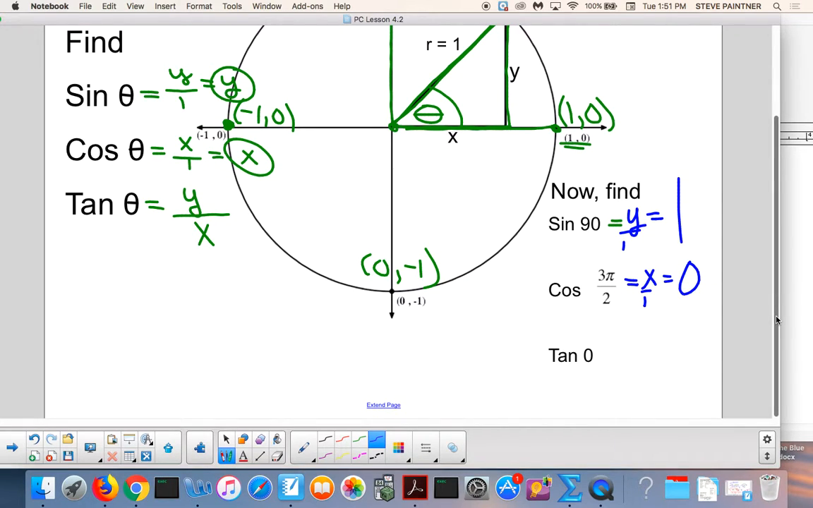What's tangent at 0? Tangent is y over x. So your y value at 0 is right here. Here's y. Here's x. So it's 0 over 1, which is 0. Good. Try one more. Just one more. Ready? Would you do this one? Cosecant of negative pi. What's cosecant of negative pi?